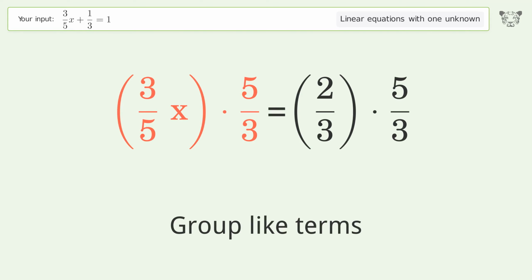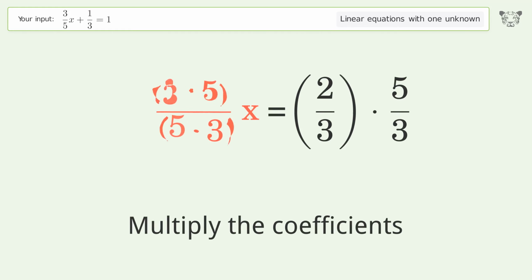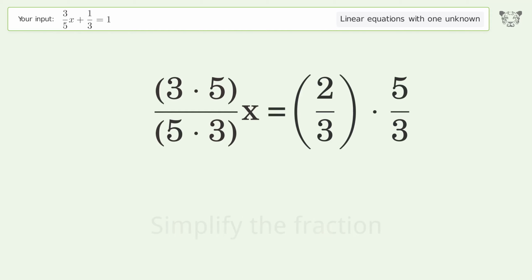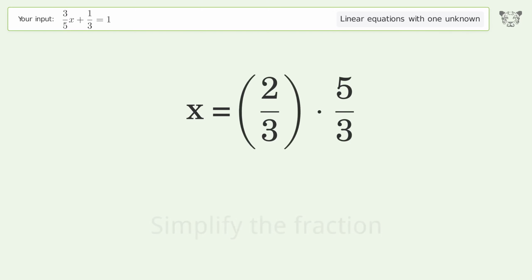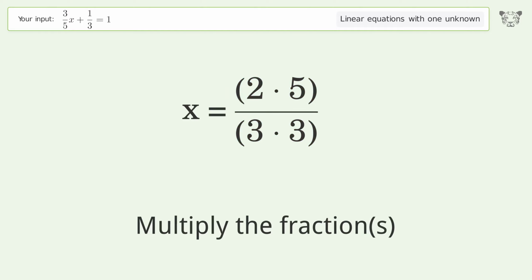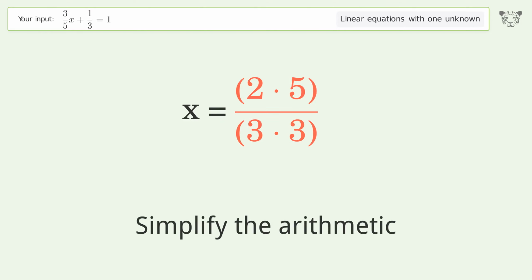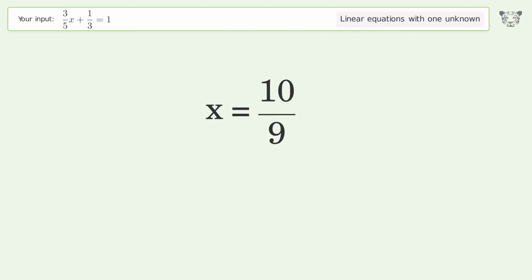Group like terms. Multiply the coefficients. Simplify the fraction. Multiply the fractions. Simplify the arithmetic. And so the final result is x equals 10 over 9.